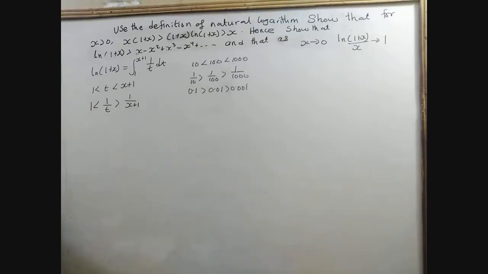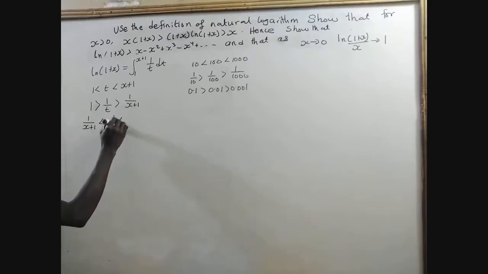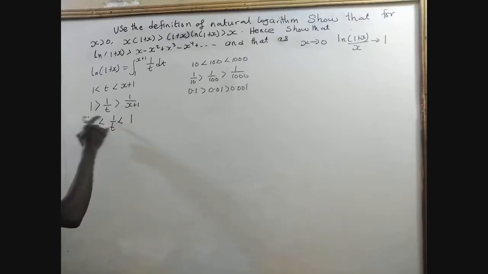Very simple as that. So let us arrange it properly. So now 1 on x plus 1 is less than 1 on t. And this 1 on t is also less than 1, because 1 is greater. Very simple.